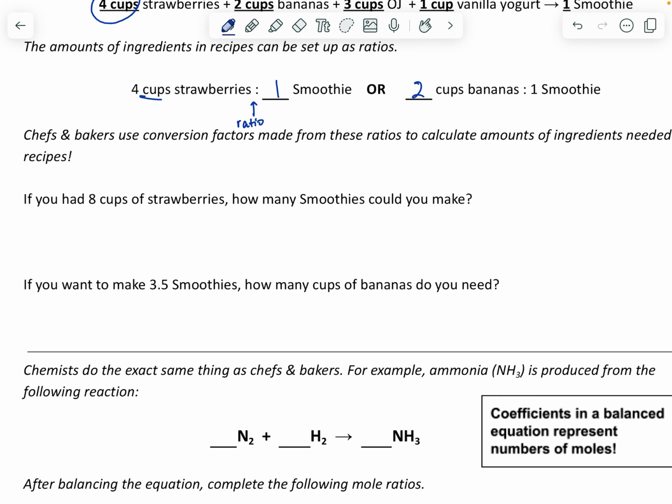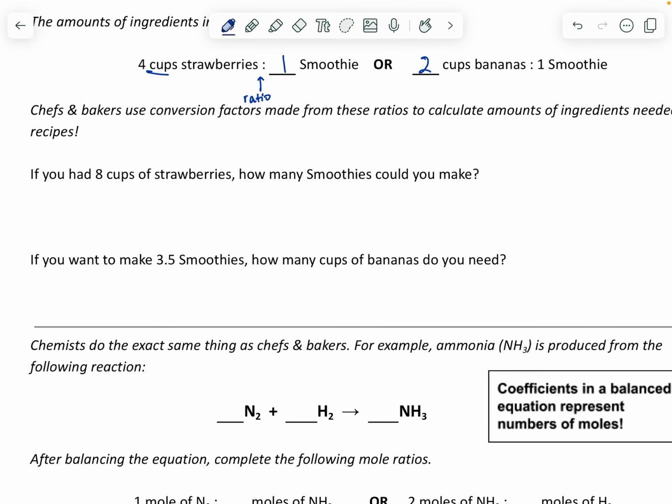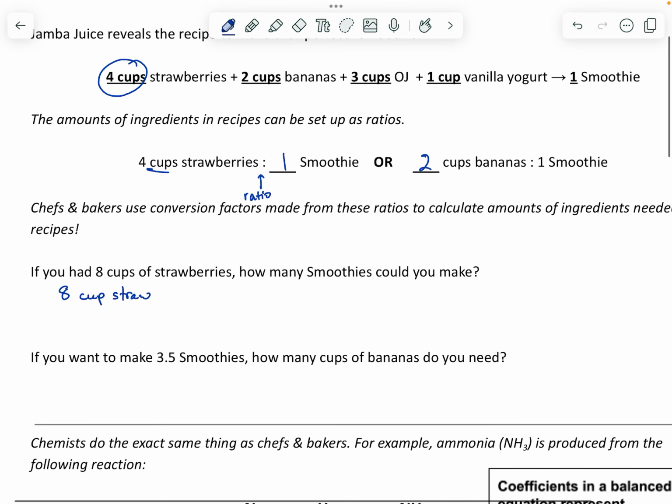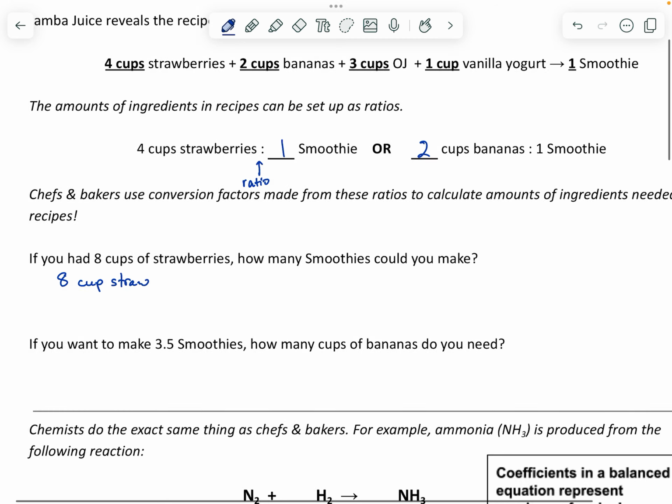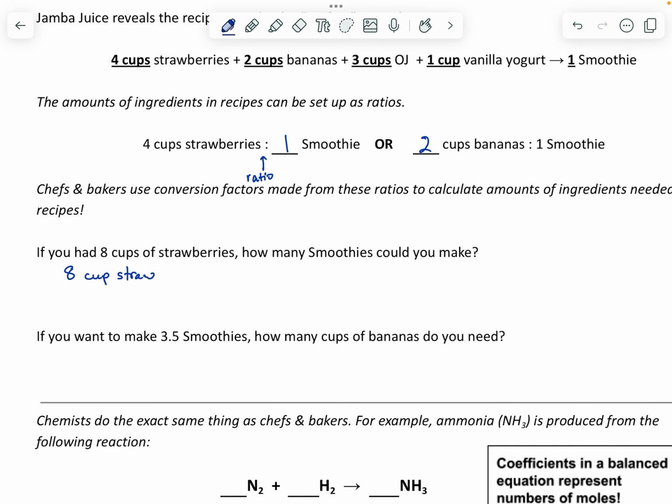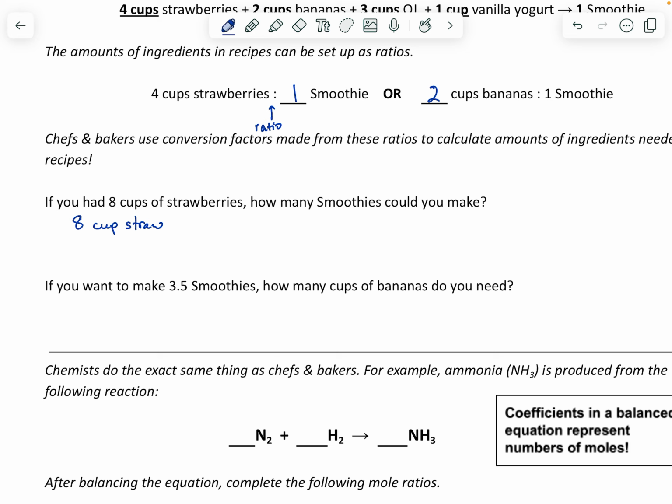and looking at how much of one thing I need in relation to something else. So if we had 8 cups of strawberries, how many smoothies could we make? Again, a lot of these are very straightforward when we're talking about these oversimplified recipes, but we're going to do the process that we've done in class in terms of unit cancellation, because really strawberries, bananas, yogurt, smoothie, those are all units. They're just not units that we're familiar with in terms of like milliliters or grams.